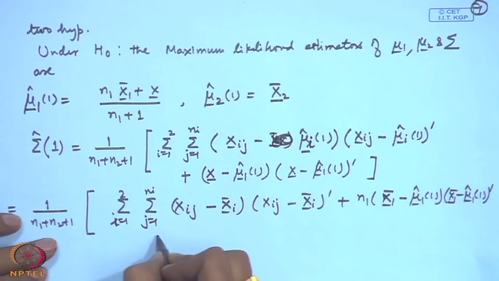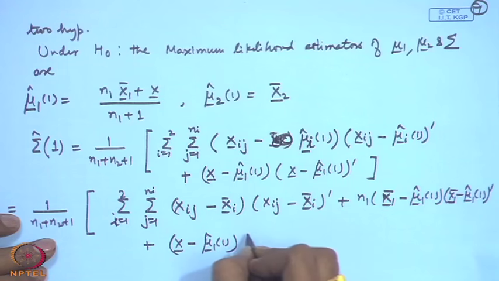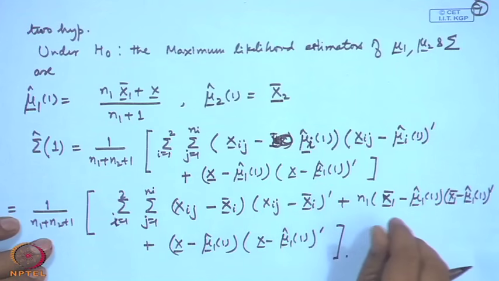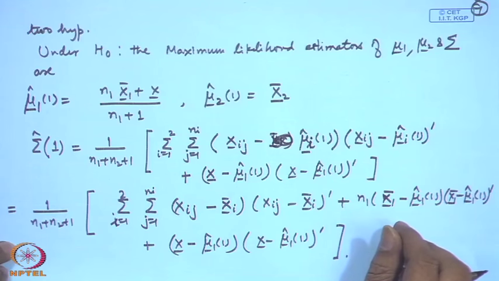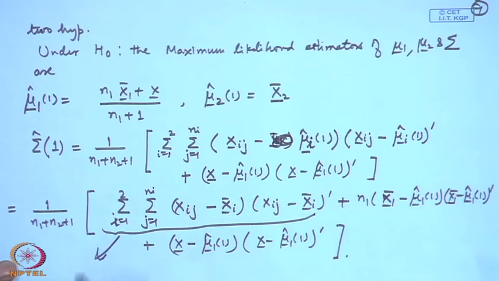Plus (x minus mu 1 head)(x minus mu 1 head) transpose. See these terms that I am getting here. I can define a term called A. So, this particular term which I have written here, let us call it A.